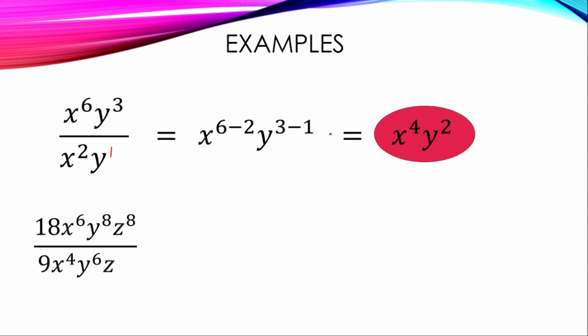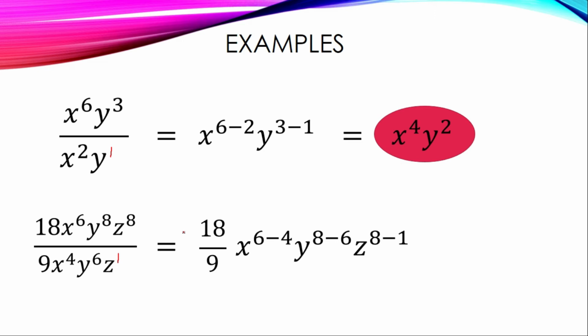Another example, if we have 18x raised to 6, y raised to 8, z raised to 8, all over 9x raised to 4, y raised to 6, z. Again, as you can see, wala kang nakikitang number dito, so automatic na 1 yung exponent niya. In here, hindi ka magma-minus dito kasi it's division. So, 18 divided by 9, that's 2. Dito ka lang mag-minus sa mga exponents. Ganyan. X raised to 6 minus 4, y raised to 8 minus 6, and z raised to 8 minus 1. So, pag minusin mo lang yung mga exponent ng nasa taas sa nasa baba.